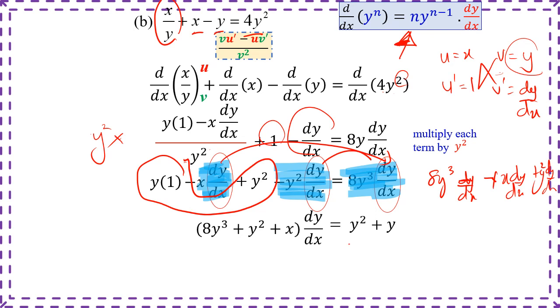And then after that, they factorize the dy dx. So what's left is 8y cubed plus y squared plus x, all multiplied by dy dx, equal to y squared plus y. So the final answer, dy dx, is equal to y squared plus y divided by 8y cubed plus y squared plus x. Okay, so we cannot simplify anything more, even though we can factorize out the y here, because everything in the denominator cannot be factorized. So this is our final answer for question B.